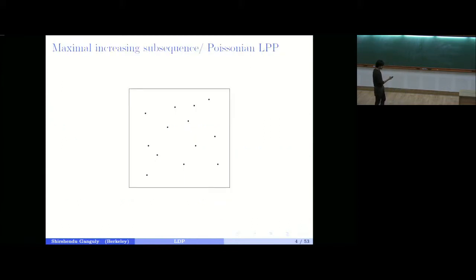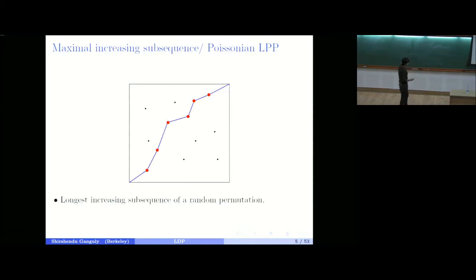So this is a pictorial description of the Poisson last passage model. You have a square box of size n, and you throw a Poisson process of intensity 1 inside that. The points are scattered, and now you want to join the left bottom corner, 0, to the right top corner, n. You want to look at an oriented path which passes through the maximum number of points of this Poisson process.